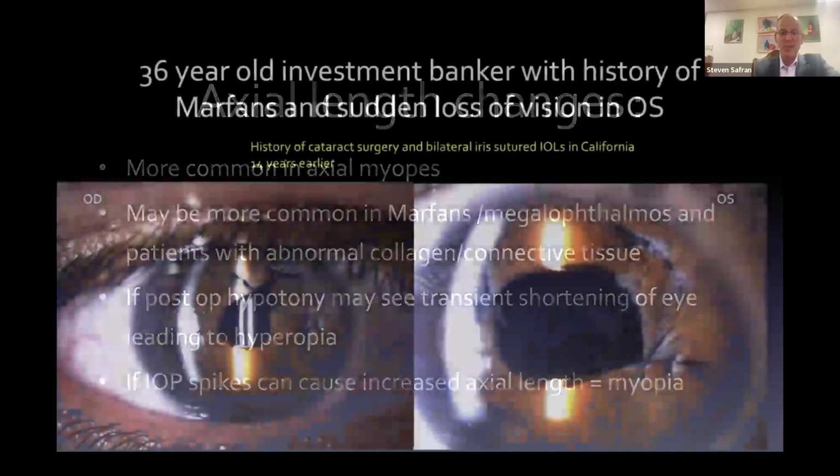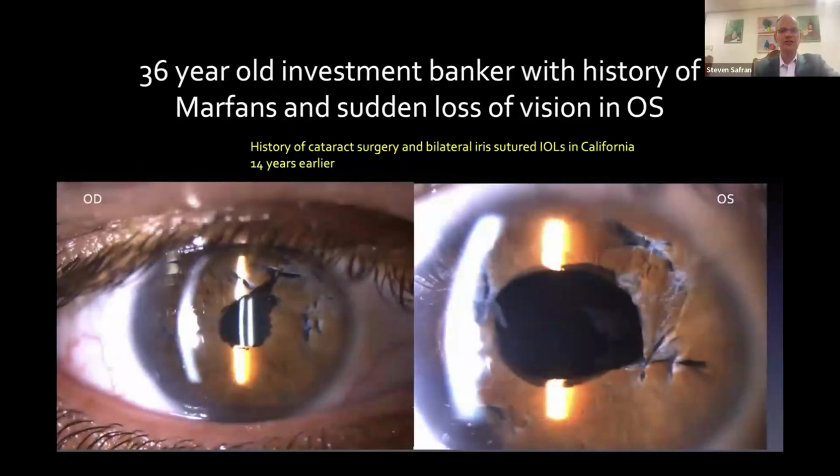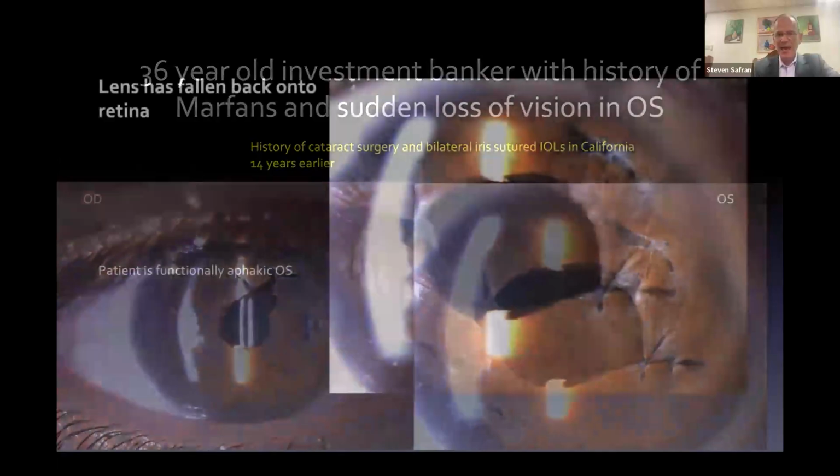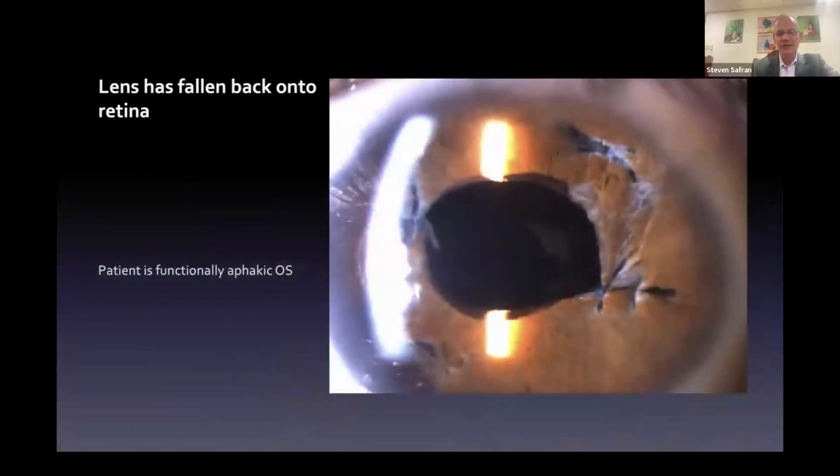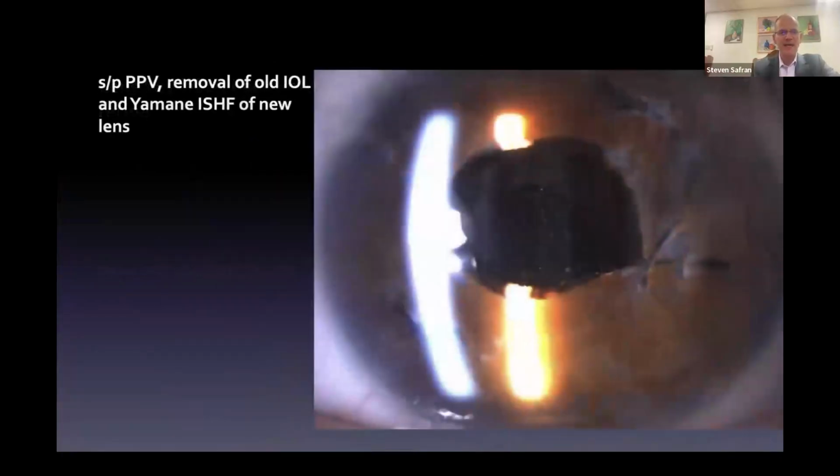This is a 36-year-old investment banker with a history of Marfan's, with sudden loss of vision in the left eye. He actually had cataract surgery and bilateral iris sutured lenses in California 14 years earlier by Sam Maskett. And the lens in the left eye, he's gone. He's functionally aphakic. The lens was on the retina. So I did a pars plana vitrectomy, removed the old lens, and did a Yamani of the new lens.